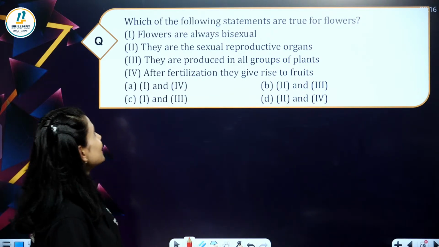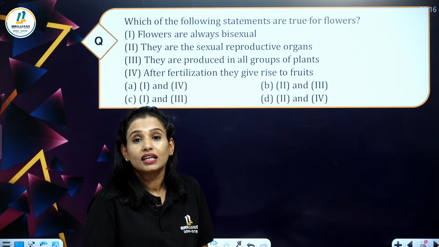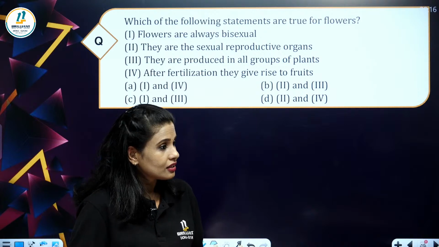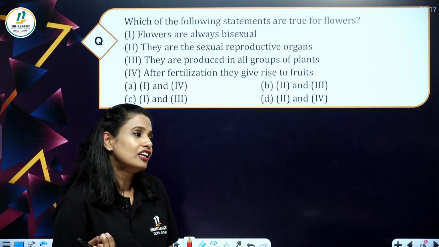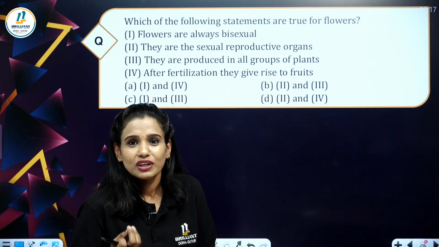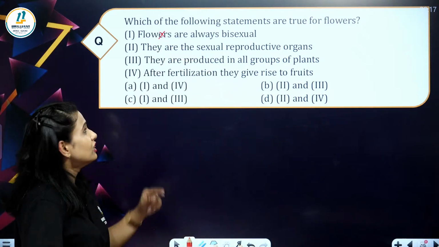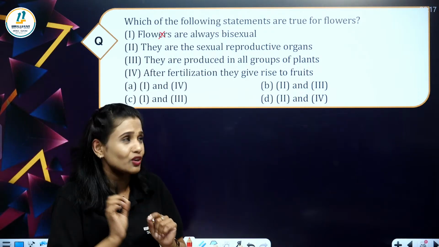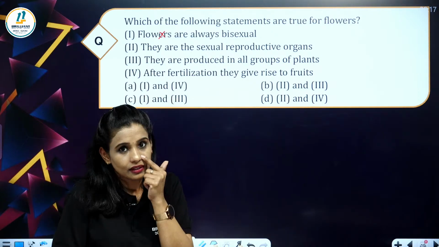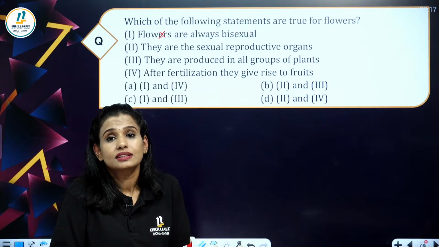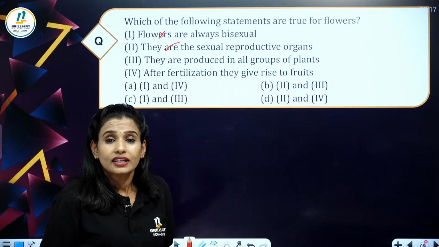Okay, let's do this. Which of the following statements are true about flowers? First one, flowers are always bisexual. Is that correct? No. There are unisexual flowers too. So, this statement is not correct. This statement is wrong. And second one, they are the sexual reproductive organs. Yes, they are the sexual reproductive organs. That is the function of flower. That statement is correct.